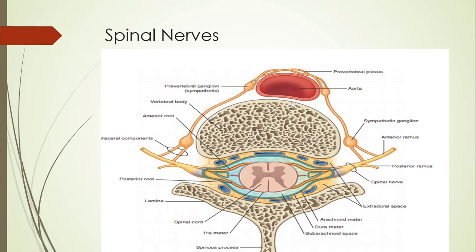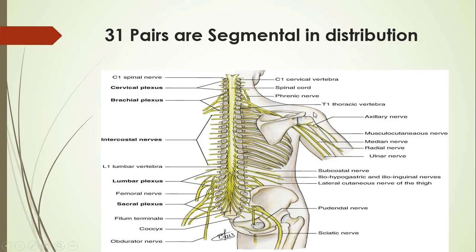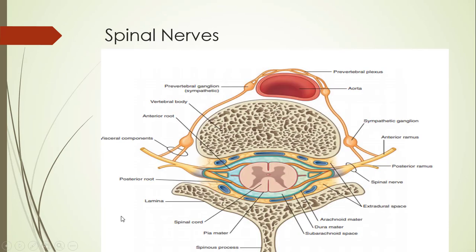Lastly, we have spinal nerves. There are 31 pairs of spinal nerves. They are segmental in distribution, as you can see here in this picture. They emerge from the vertebral canal between the pedicles of adjacent vertebrae. There are 8 pairs of cervical nerves, 12 thoracic, 5 lumbar, 5 sacral, and 1 coccygeal. Each nerve is attached to the spinal cord by a posterior root and an anterior root.